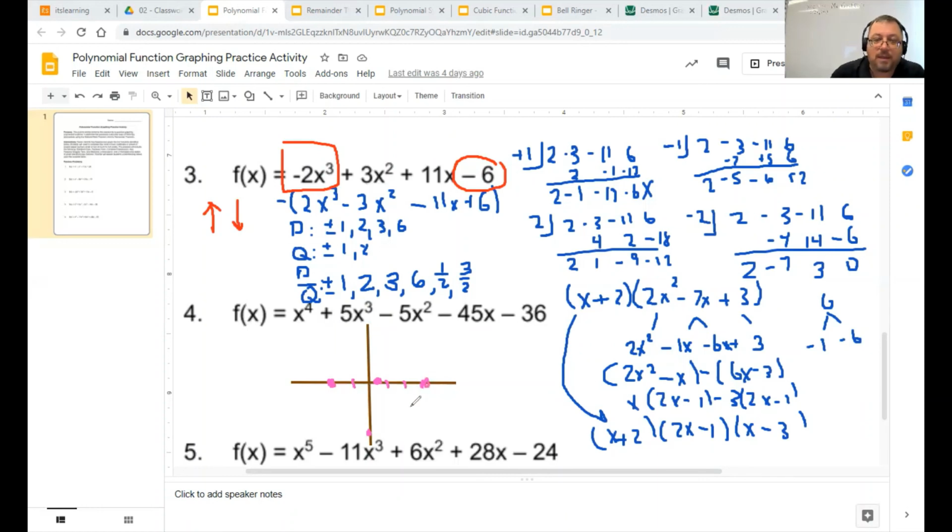I look at my end behavior. It is up and down. And then all I do is I get my pen and I connect the dots. So this goes down here, hits this point, goes up to here, hits that point, comes right back down, and that's how my graph looks. And that's kind of how you do the entire rational root theorem with the graph.